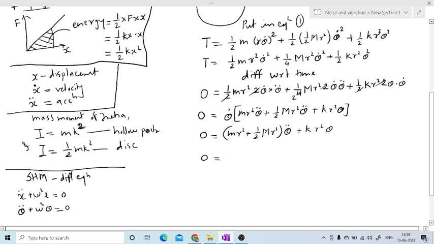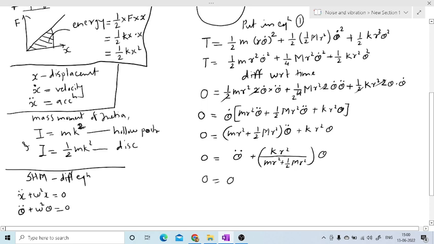So 0 is equal to, this will become theta double dot, plus we'll have to divide by this total term. So 0 divided by that term is 0. Theta double dot divided by this term, this will be cancelled. So this remains theta double dot. Here it is k r square divided by m r square plus half M r square, into theta. So when I divide by this total term to all these terms, then this will become k r square divided by this term. Now we will simplify this one.